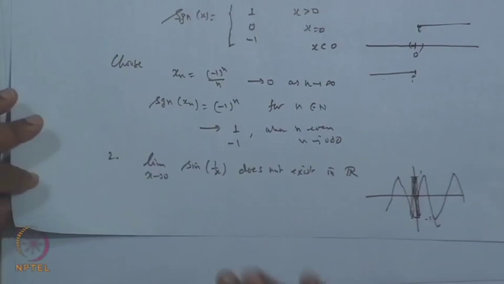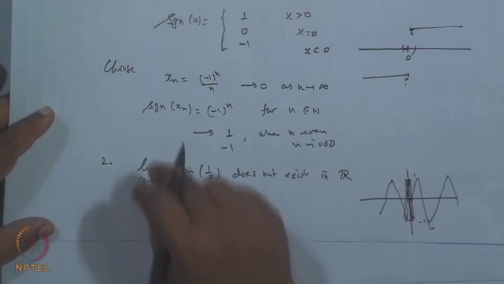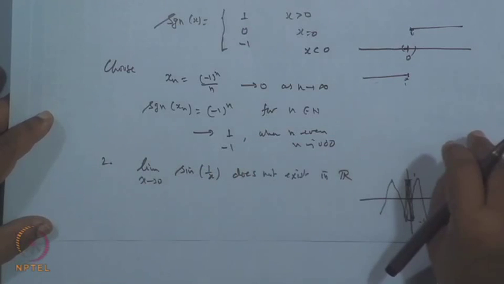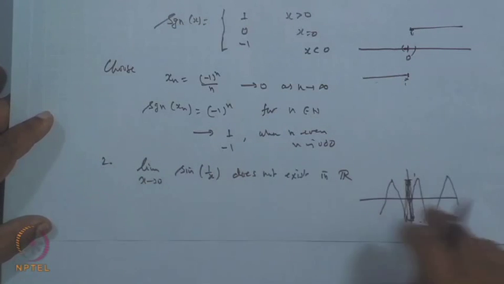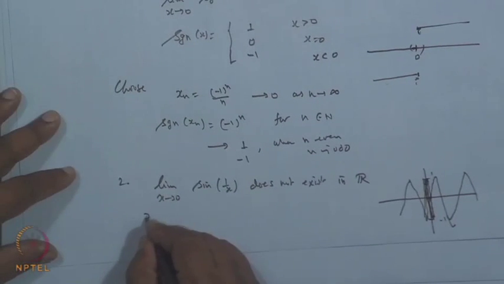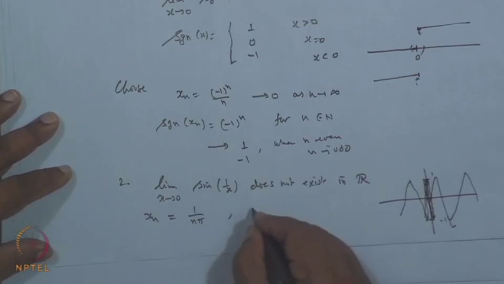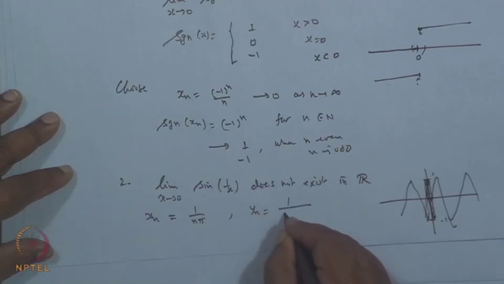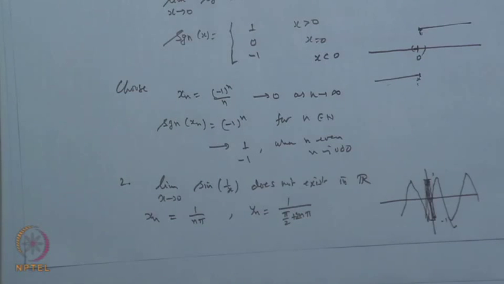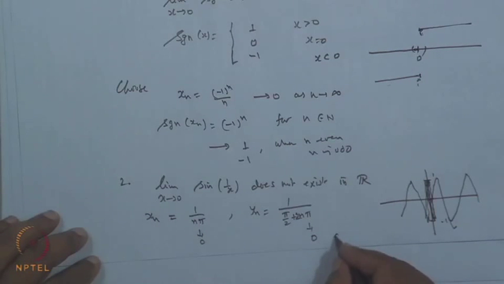We are claiming this limit does not exist. It means that if along two different paths the limit of the sequence has different values, and both the paths are tending to 0, then obviously the limit will not exist. So let us choose x_n to be 1 by n pi, and suppose another sequence y_n is 1 by (pi by 2 plus 2 n pi). Now both of these are tending to 0 as n tends to infinity.